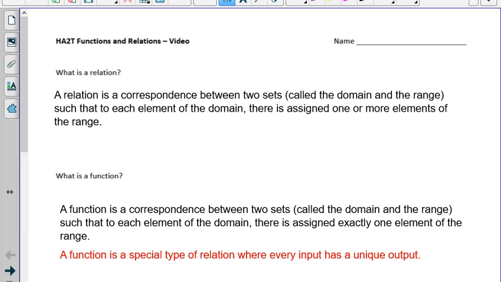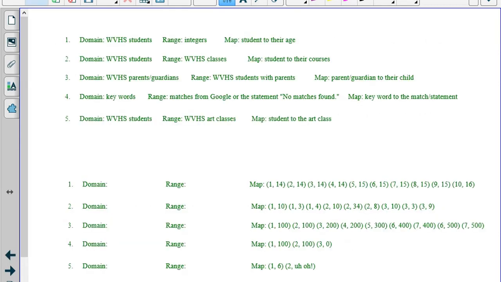And what is a function? A function is a correspondence between two sets, the domain and the range, such that each element of the domain has exactly one element of the range assigned to it. In order to understand this better, let's take a look at some real life examples.